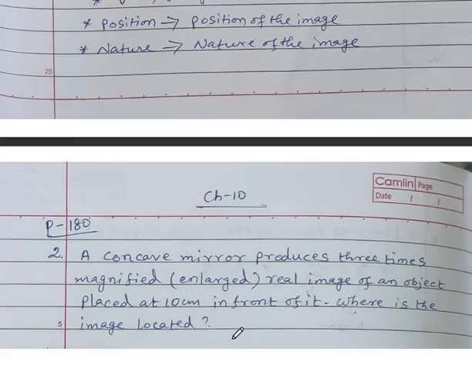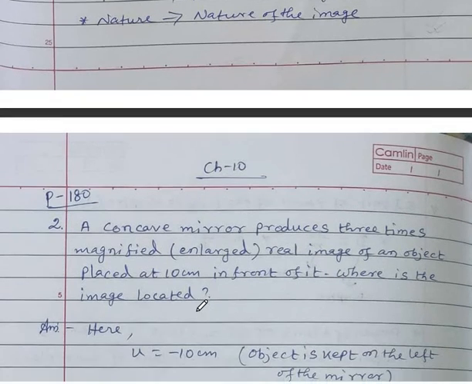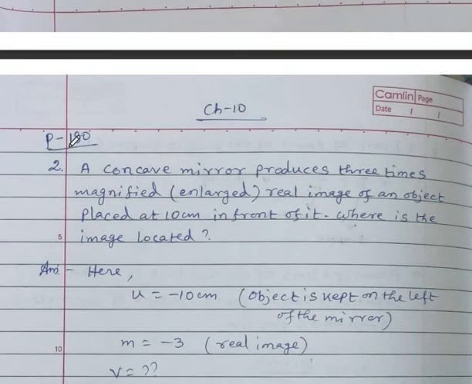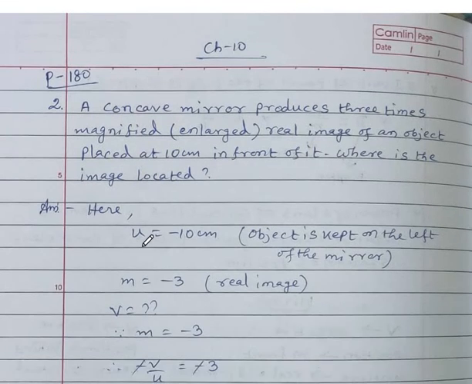Now, with the help of this, one numerical I am teaching you, page number 180, chapter 10, question number 2. A concave mirror produces 3 times enlarged real inverted image. Real image means obviously real inverted image of an object placed at 10 cm in front of it. Where is the image located?